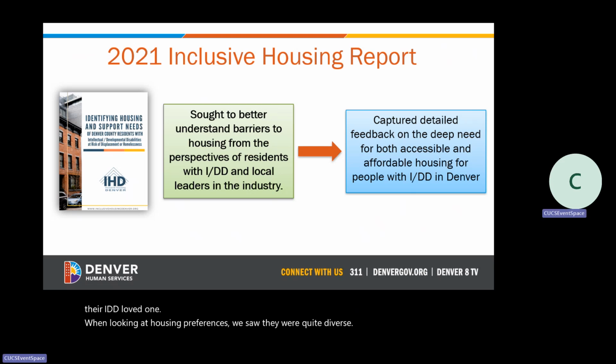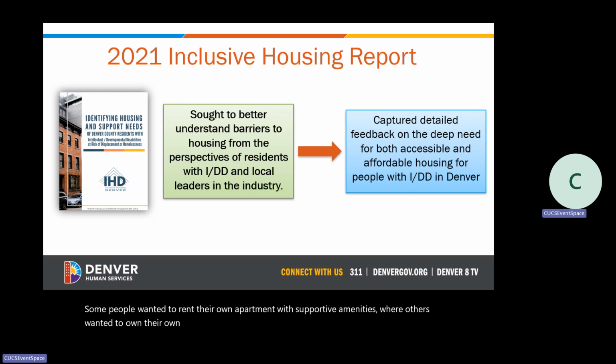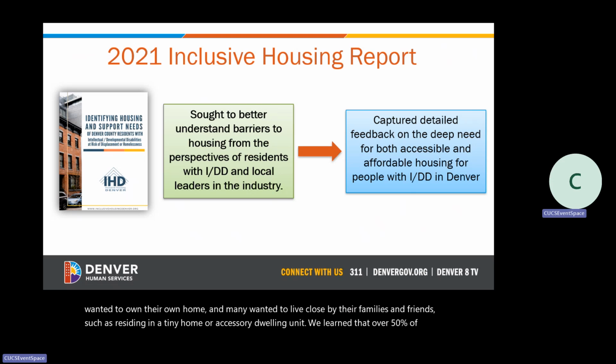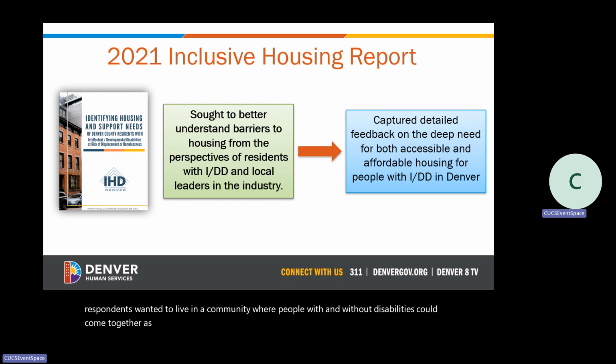Some people wanted to rent their own apartment with supportive amenities, where others wanted to own their own home. And many wanted to live close by their families and friends, such as residing in a tiny home or accessory dwelling unit. We learned that over 50% of respondents wanted to live in a community where people with and without disabilities could come together as neighbors and enjoy the natural supports that were produced as a result.